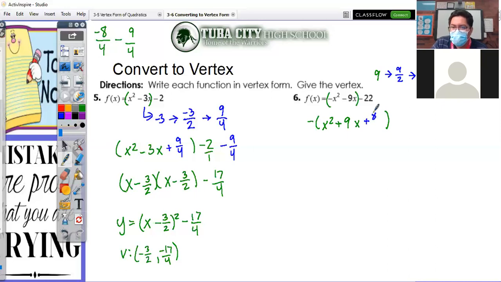So positive 81 over 4, because I can just use this 9 over 2, and that will be my number that's paired with it. And oh yeah, now this negative again is going to affect this number here because that's negative 81 over 4. It looks like a positive, but this is going to change it to a negative. So actually, when we put it back in, we have negative 22, which is right there. And I'm going to have to add 81 over 4.